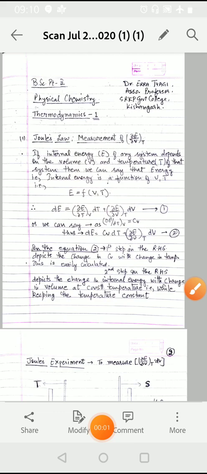Today we will do physical chemistry of BSc part 2. The chapter is thermodynamics and the topic is Joule's law, or measurement of (∂U/∂V)_T.